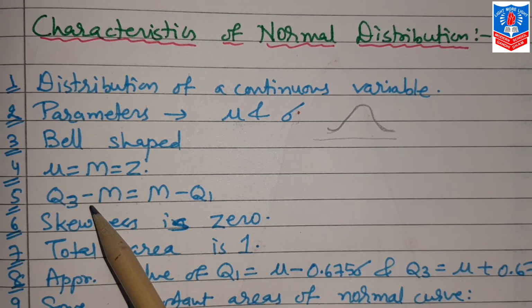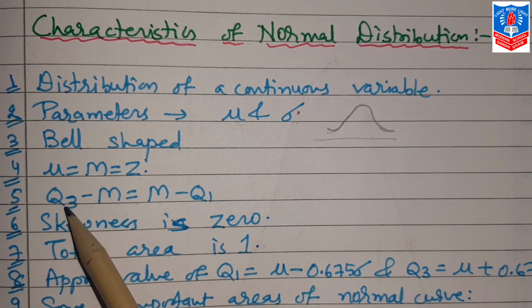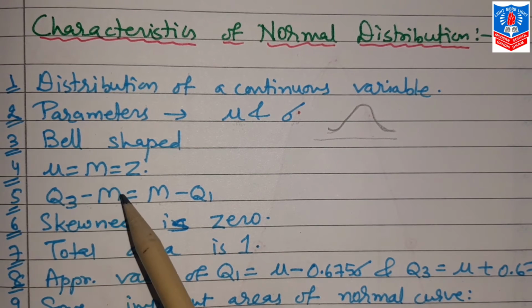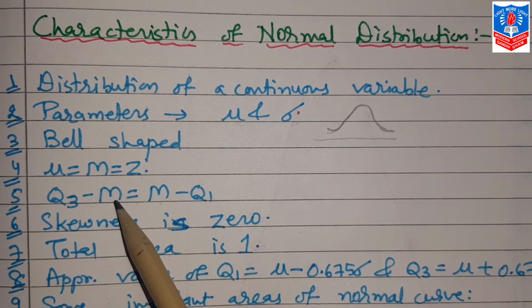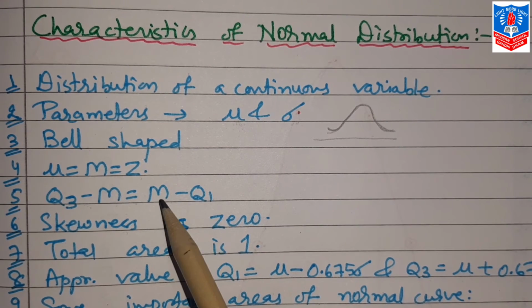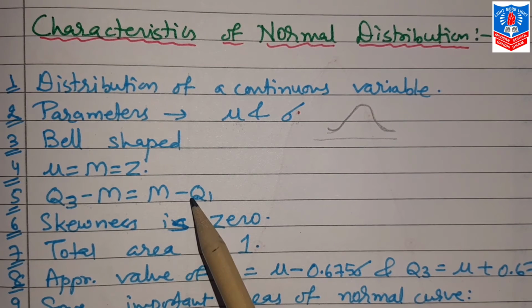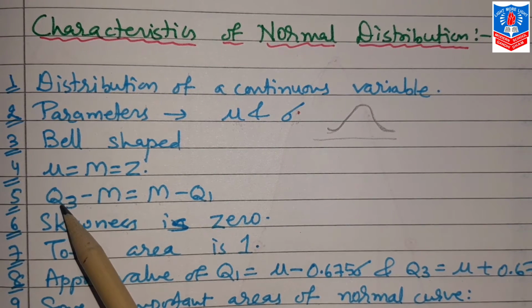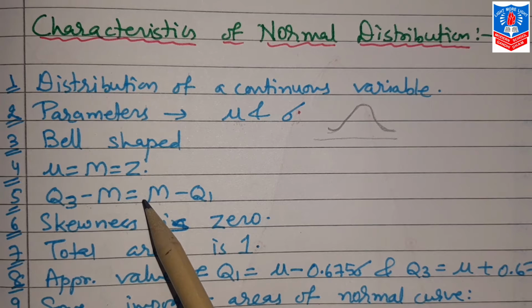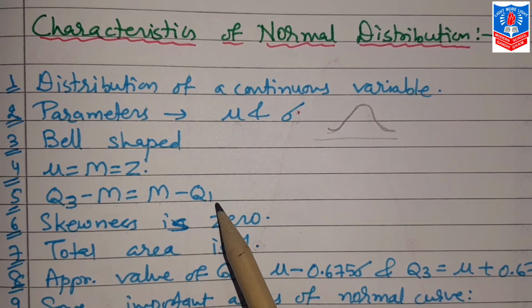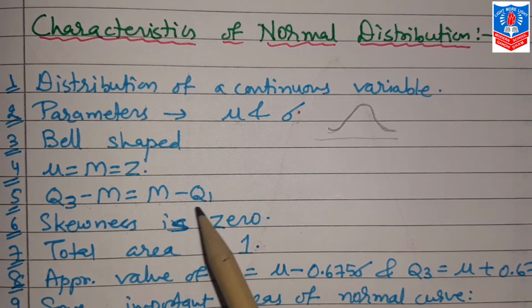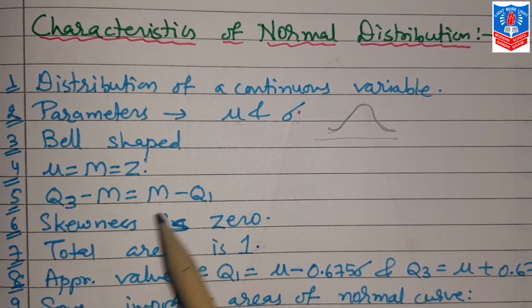Next, quartiles are at equal distance from median. Here you can see this is third quartile minus median, that is second quartile. This is equal to median minus first quartile, that is Q2 minus Q1. So Q3 minus M is equal to M minus Q1. So remember this fifth characteristic.